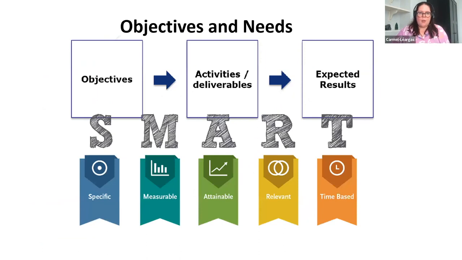Okay, so in terms of your objectives and needs, it's really important that you consider them being SMART: specific, measurable, accurate, attainable, relevant, and time-based. But also that the objectives can link into the next side of it as well. So if you're looking at your objectives, you can connect them to your KPIs or activities or deliverables, and then you can showcase what the expected results are out of this as well.